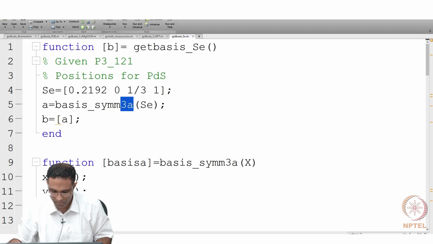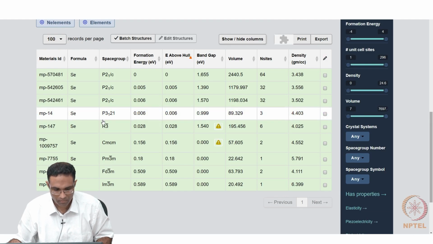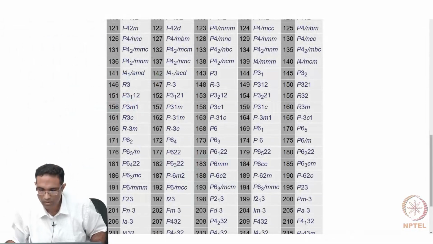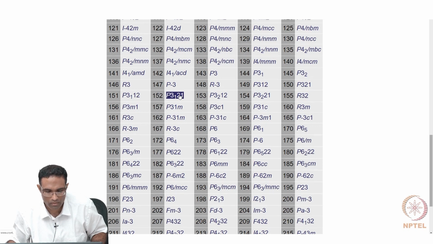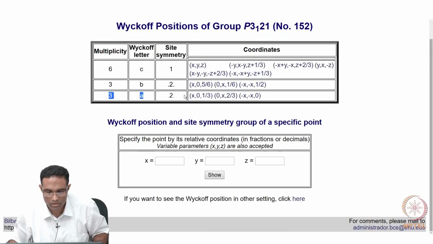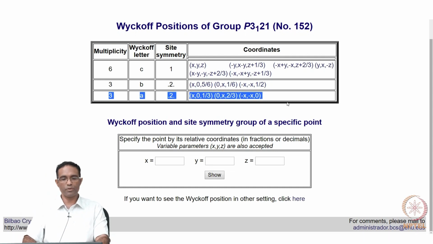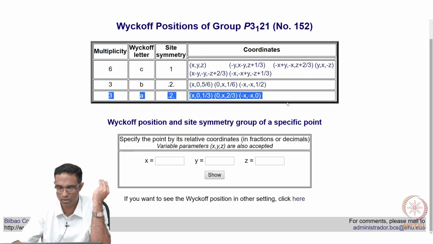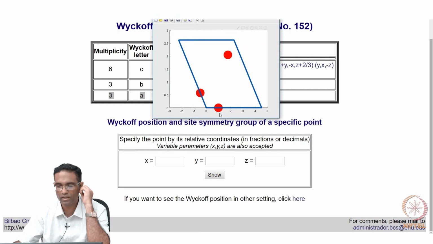Symmetry position is 3a, P3_1 21, from the Materials Project website. So this is the general position. They are at positions 3a. So there will be only 3 atoms present inside the unit cell, and as you can see, when we generated it, there are exactly 3 atoms associated with the unit cell.